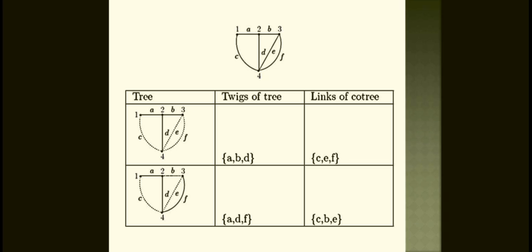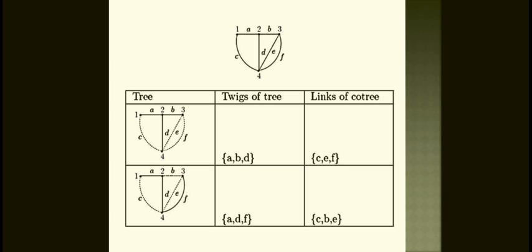Coming to the links, what is the link? The complement of the twigs is called the link. So here how many links are there? C, E, F. 3 links.